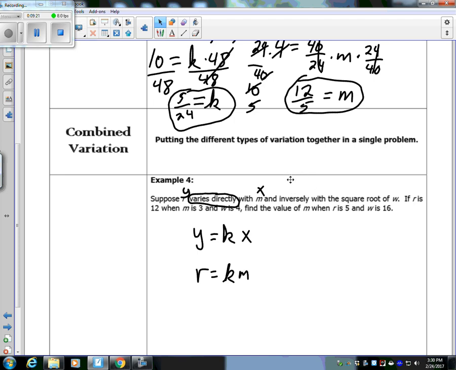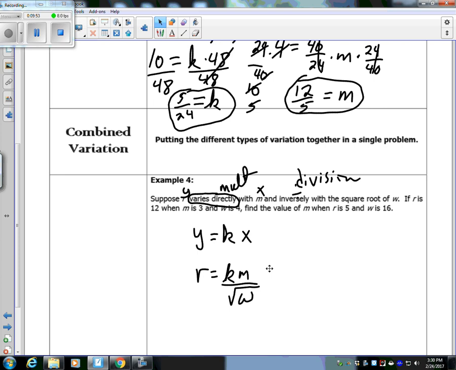And inversely is division. Directly is multiplication, and this is division. So direct, inverse, those are opposites. Multiplication is direct, inverse is division. So we're going to take this r equals k times m, which is the direct variation, and we're going to divide it by, inversely, the square root of w. So we take w and we square root it. Now this is my general equation I'm going to use for the rest of the problem.